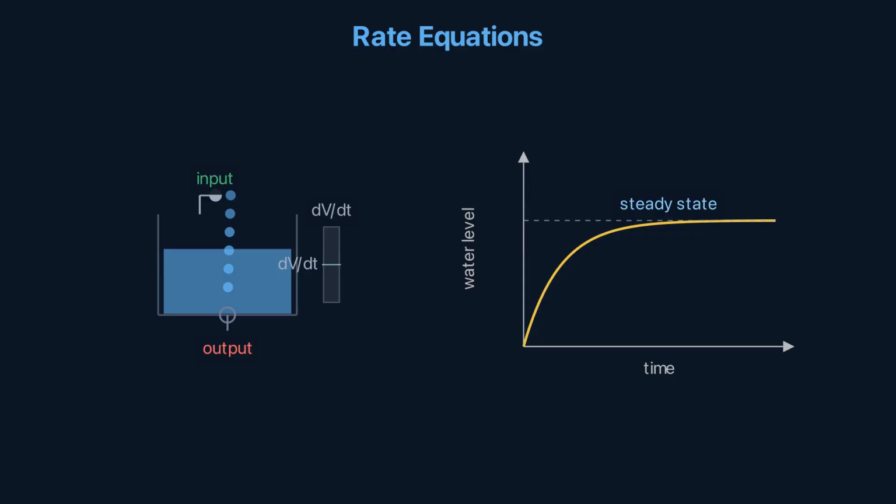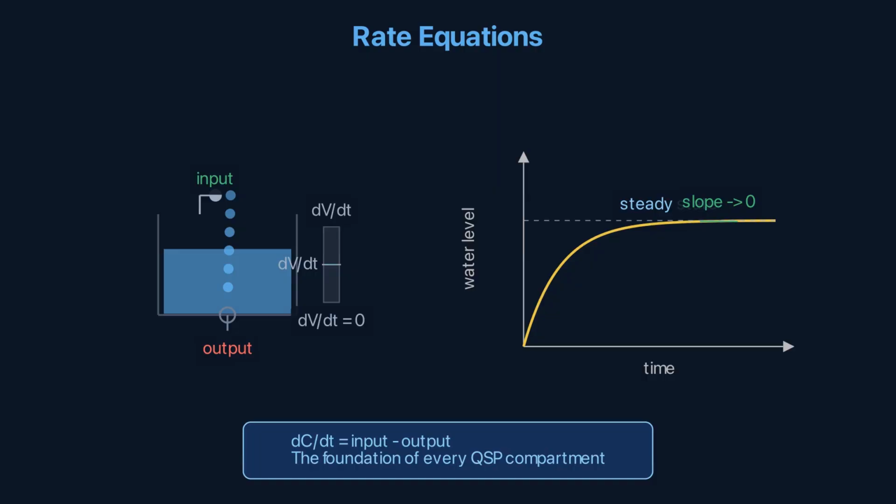Every ODE-based model is just a bathtub with a faucet and a drain. Concentration of drug in plasma, the number of receptor molecules on a cell surface, the size of a tumor, they all follow this same logic. Input minus output equals rate of change.